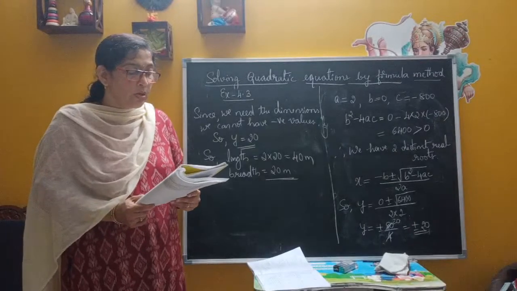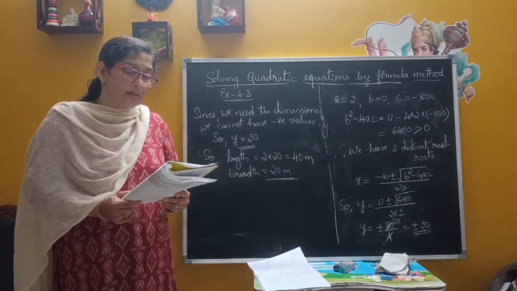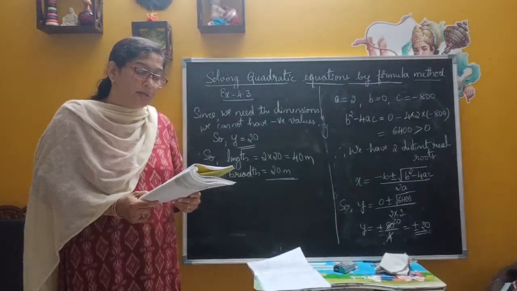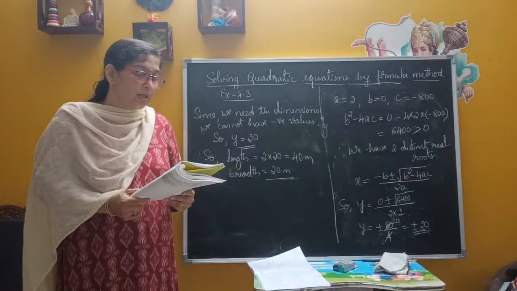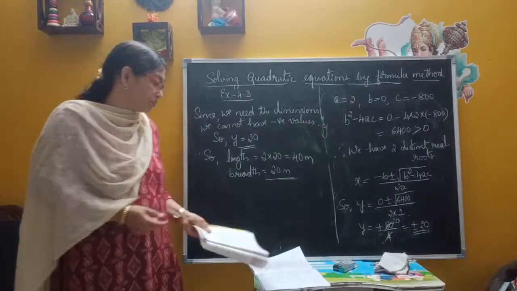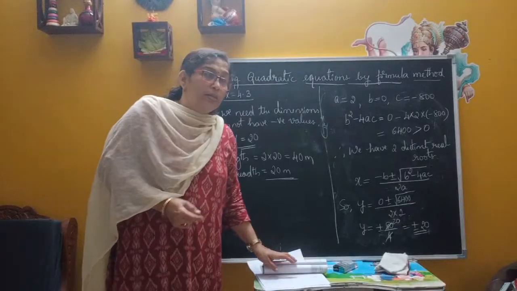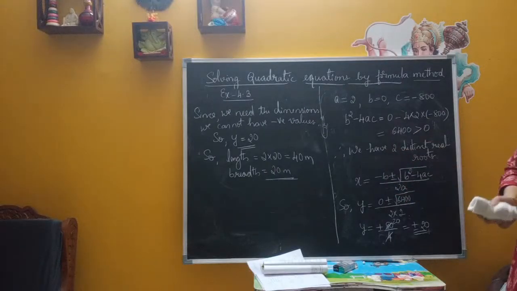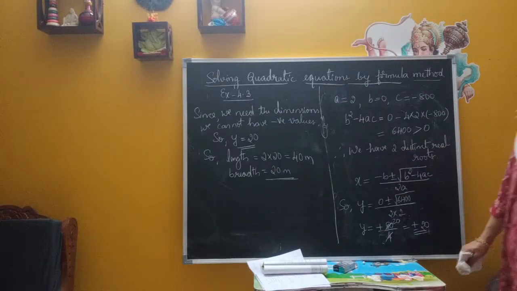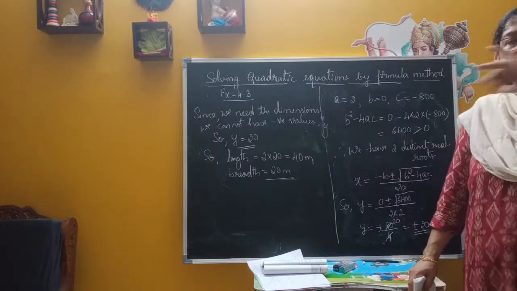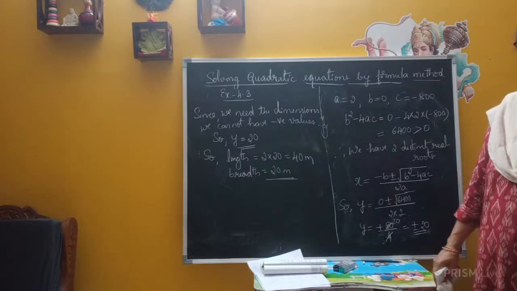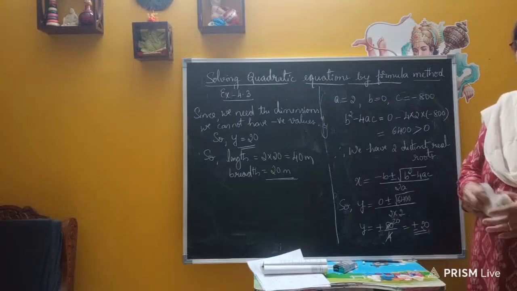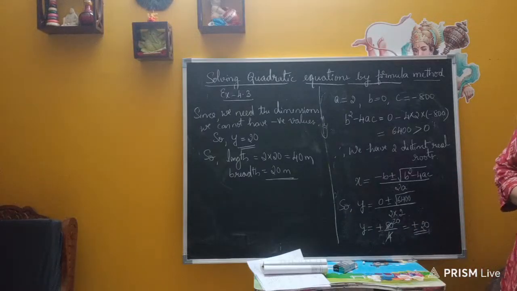See the question now. The sum of the ages of two friends is 20 years. 4 years ago, the product of their ages in years was 48. There are two friends. When you add their ages, we get 20 years. And 4 years ago, if x and y are the ages of the two friends, x minus 4 and y minus 4, their product is 48. Then is this situation possible? That is the question.